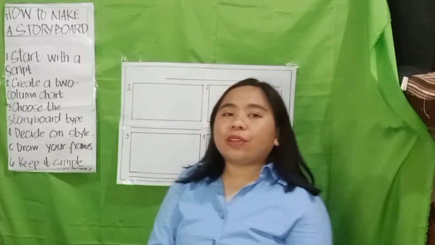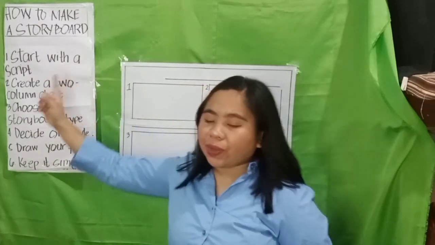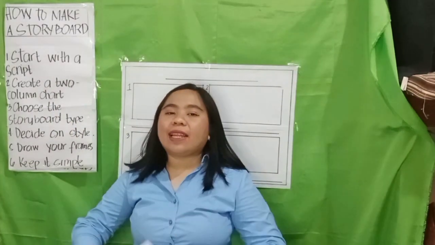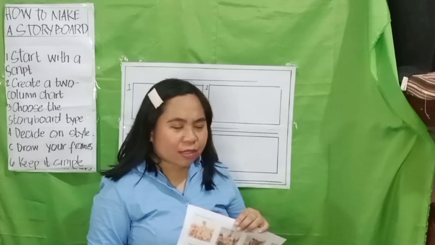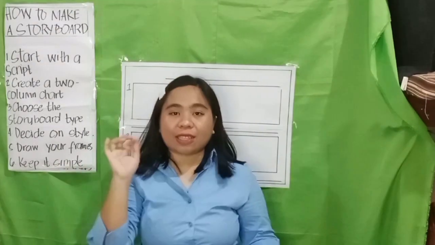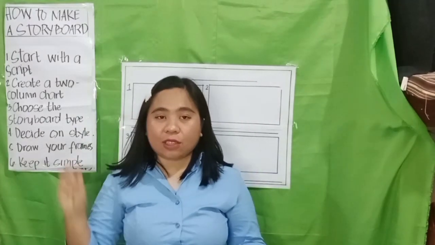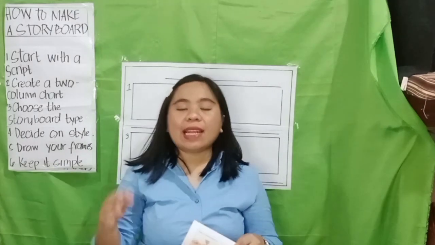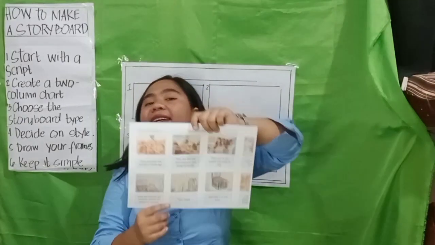Now I'll teach you how to make a storyboard. In making a storyboard, you need to follow these steps. The first step is to start with a script. When I was planning to do this, I already had an idea that my storyboard is all about potato fries. From that idea, I wrote a script. I divided the script into 8 because I would use 8 frames. That is how I created the script to be used here in the storyboard.